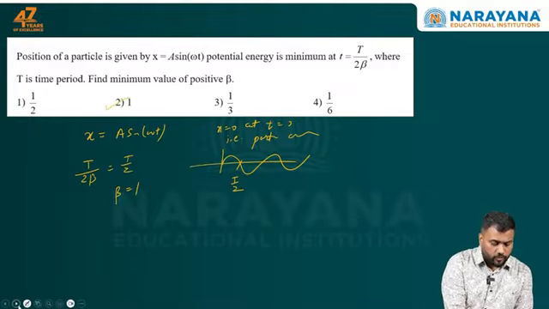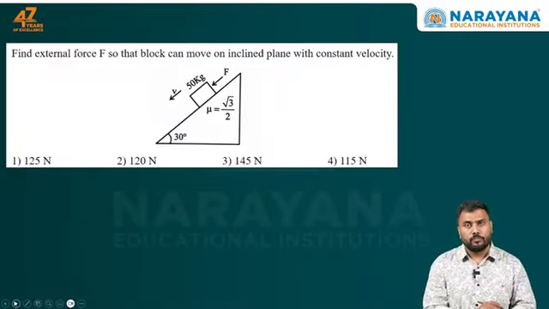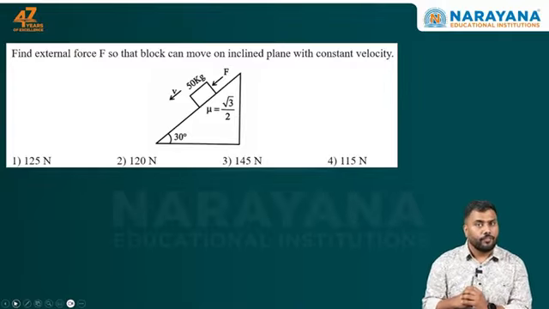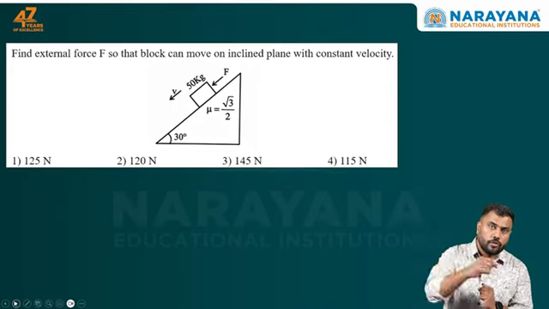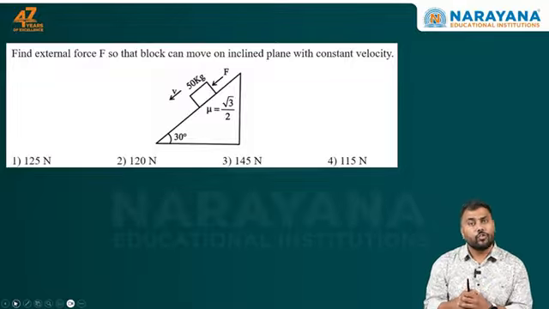Let's go to the next question. The next question is again an easy question from Newton's laws of motion. Here we have a 50 kilogram block on an inclined plane which is rough. The velocity of the block is also pointed downward as shown in the diagram. The question is asking you to find the external force F needed so that the block is going down with constant velocity.